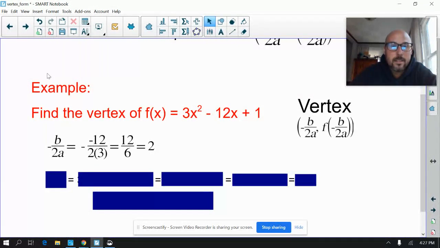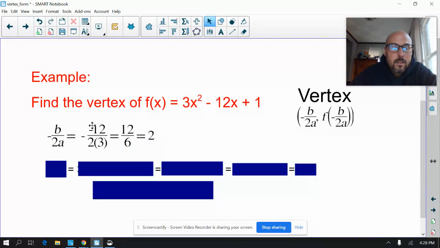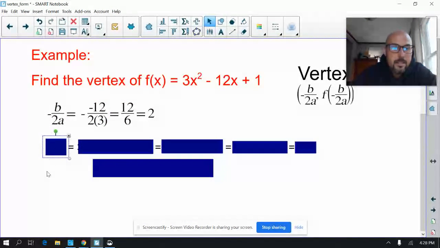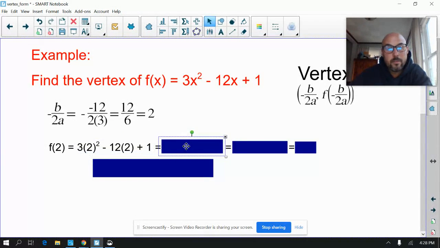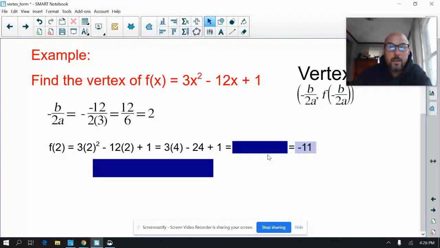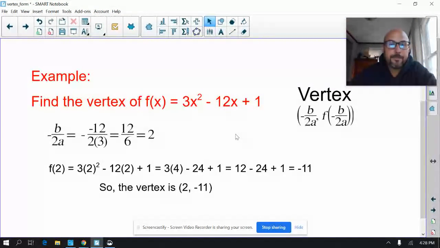But the vertex is an ordered pair, guys. It is an ordered pair. So it's an x and a y. So how do I find the y value? Easiest thing in the world. I know the x, you just plug in 2 into the function to find out y. So 2 replaces all these x values. 3 times 2 squared minus 12 times 2 plus 1, you end up getting -11. So the vertex of this quadratic is 2 comma -11.